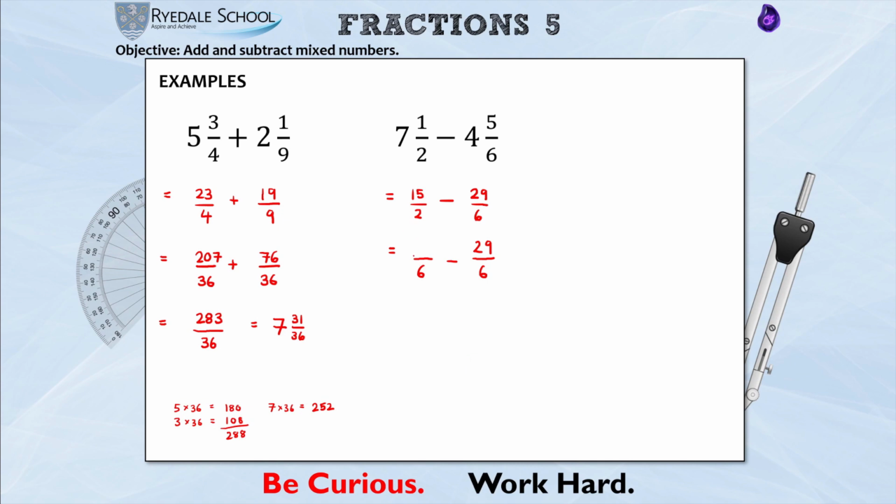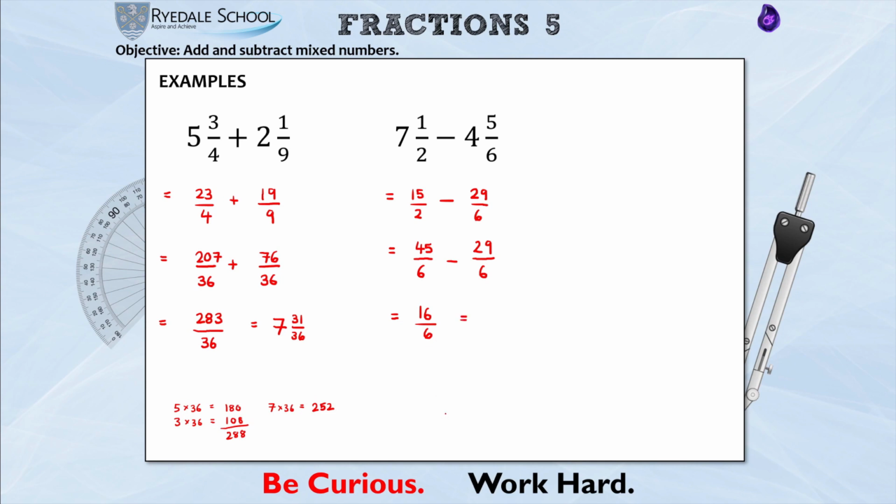So this one, times top and bottom by 3, must be 45. 45 sixths, take away 29 sixths. Sounds like 16 sixths. Let's just double check by adding 16 back on. 39, 45, yep, sounds good.